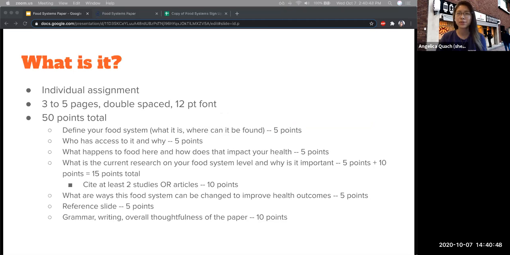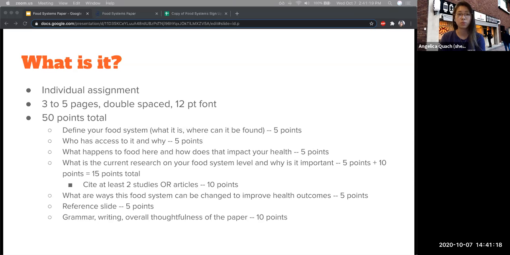Cool, so what is the food systems paper? Hopefully you're visiting this assignment walkthrough after you've watched the food systems lecture. Otherwise, you're going to have no idea what I'm talking about. Anyways, this is an individual assignment. It's going to be 3 to 5 pages, double-spaced, 12-point font, and it'll count for 50 points total. And this is the appropriate amount that it is on the syllabus. Okay, so 3 to 5 pages, double-spaced, 12-point font, 50 points total.